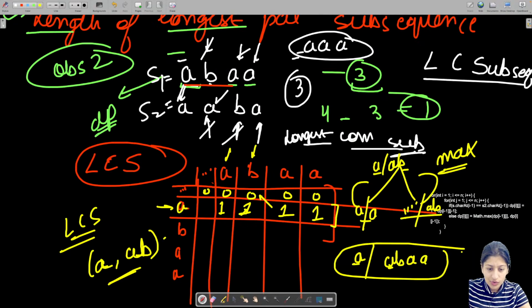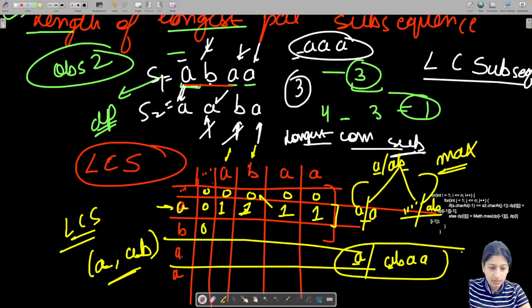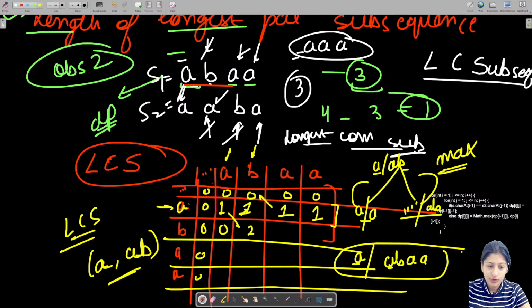Let's try to fill up the rest of the elements as well. Okay, so this will be by default 0. A and B are not a match, so you check diagonally here, your answer is going to be 0. B and B are a match, right? So you add 1 to this, so your answer will become 2. And you see AB and AB, 2. Now B and A are not a match, so you take the maximum of these two. 2 is your answer.